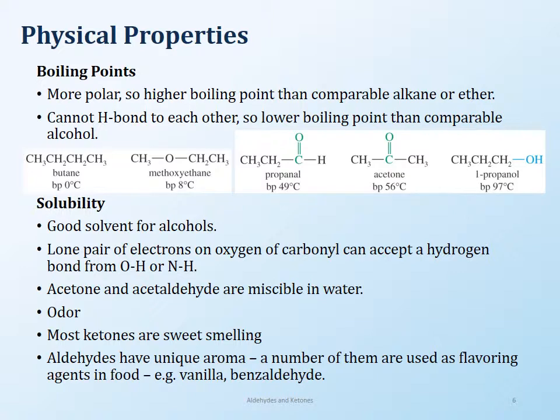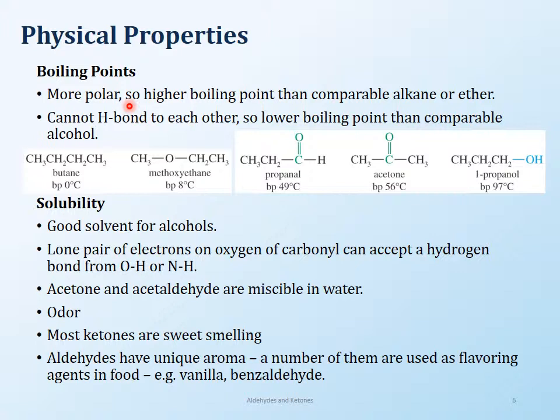The physical properties of aldehydes and ketones. First of all, for boiling points, aldehydes and ketones are more polar than alkanes, so they will have higher boiling points. What that also means is that even some of the smallest aldehydes and ketones you find are going to be liquids. For example, acetone you deal with all the time in the lab. It's kept in a wash bottle. It's a liquid. It evaporates really fast.